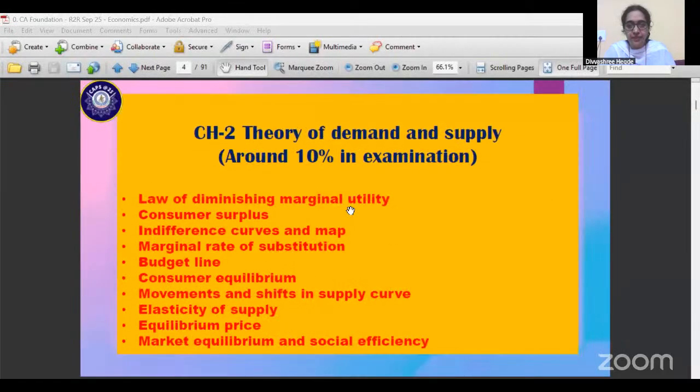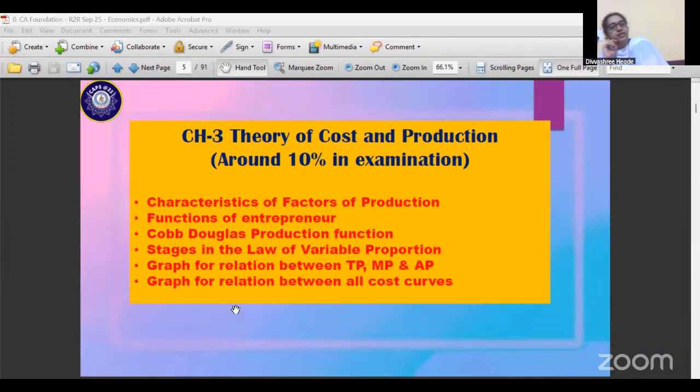And chapter 3. So this is also chapter 2. Totally comes for 10%. Law of diminishing marginal utility, consumer surplus, indifference curve, marginal rate of substitution, budget line. Okay. And then comes chapter 3, again 10%. So till chapter 3 we have completed 25% of the paper.